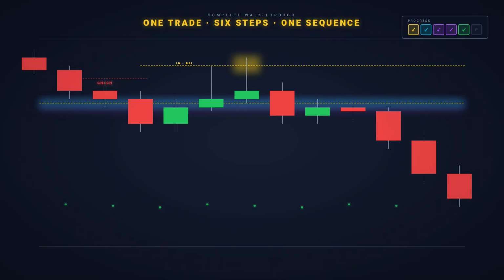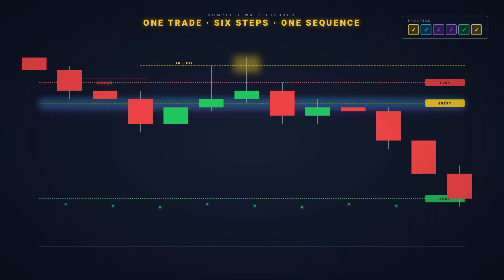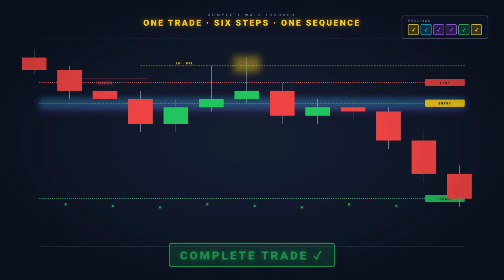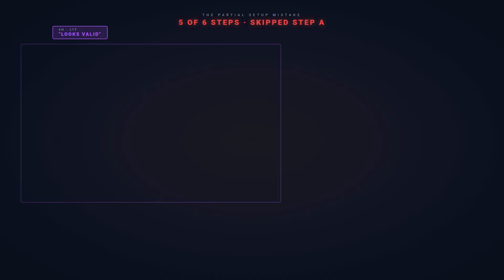Price touches the 50% level. Entry, stop below the OB. Target the equal lows from step B. That is the complete trade. 6 steps in order, every component confirmed. I'm drawing this entire sequence on screen right now. From the daily CHoCH on the left, all the way to the target at the equal lows on the right. This is one trade, one sequence. Every step had a mechanical reason.